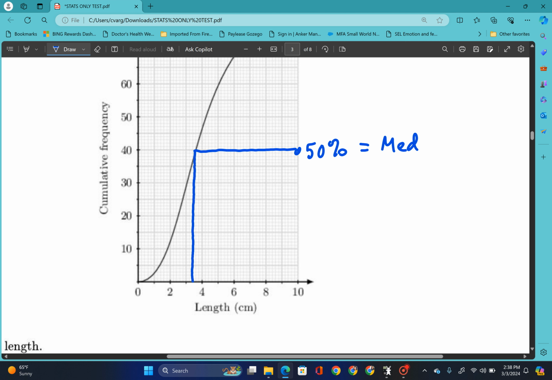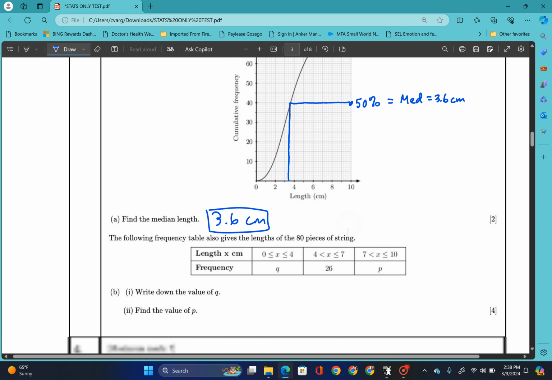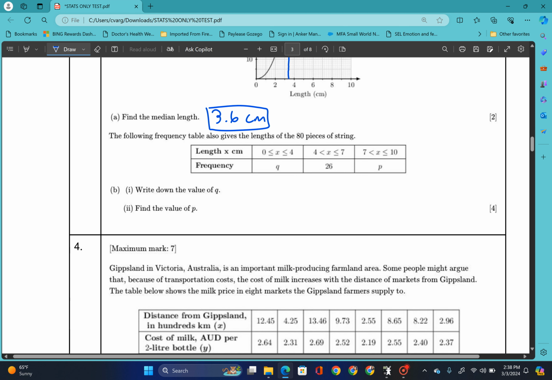Okay. And so the median is going to be about, so this is 3.5, around 3.6 is going to be our median length. So 3.6, if you have like 3.5 or 3.6, that's fine. So about 3.6 centimeters is going to be our median length.